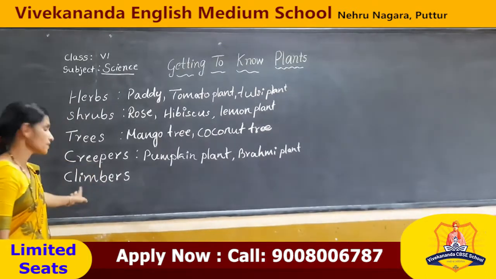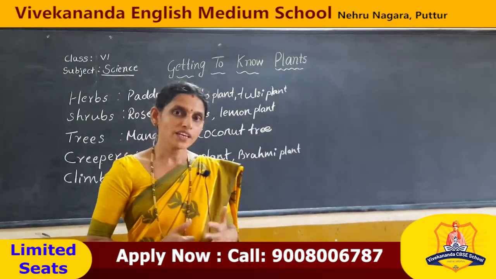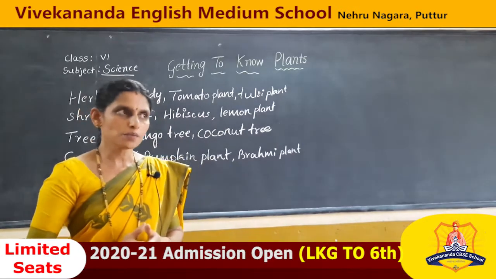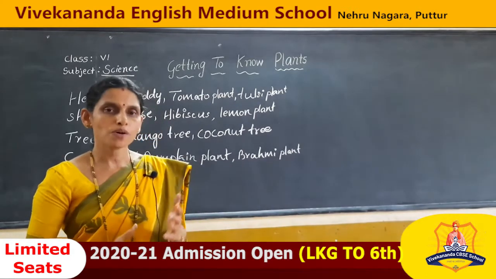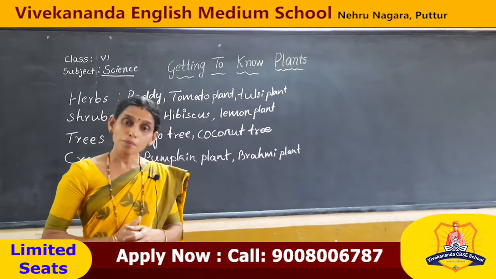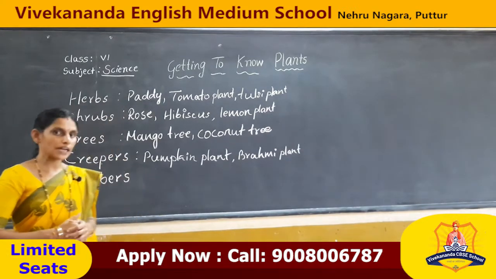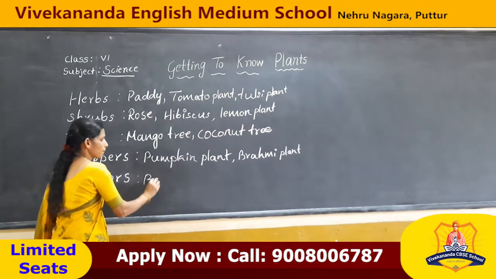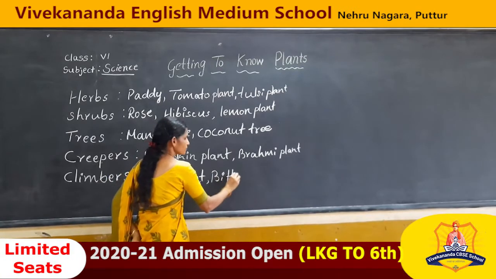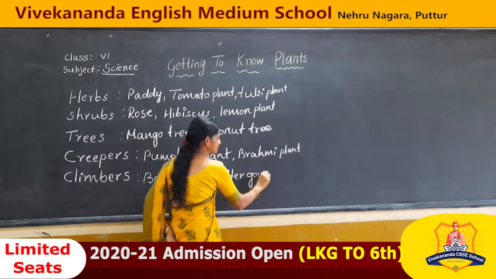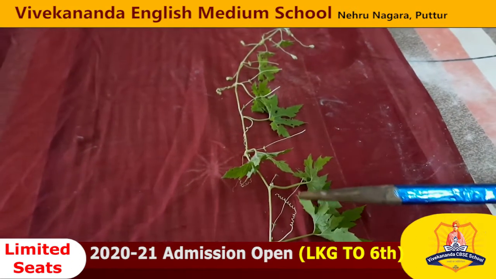Next group is a climber. Climbers are also a group of plants with soft, weak and green stems. These plants have weak stems, but with the help of support they can climb upwards, or they can grow upwards with the help of support. These are called climbers. What are the examples for climbers? For example, betel plant, bitter gourd plant, etc. Here is a bitter gourd plant.